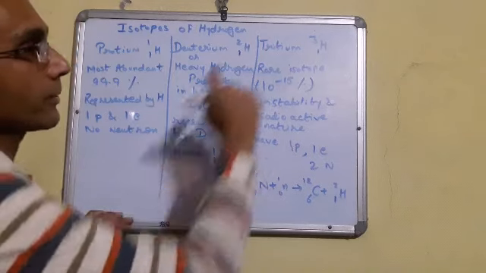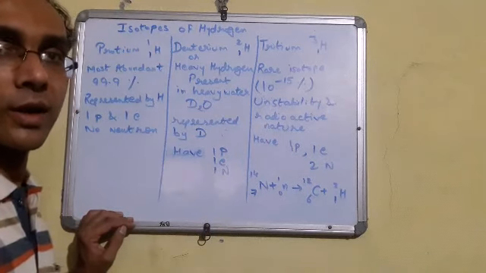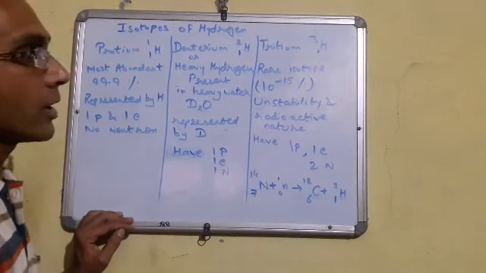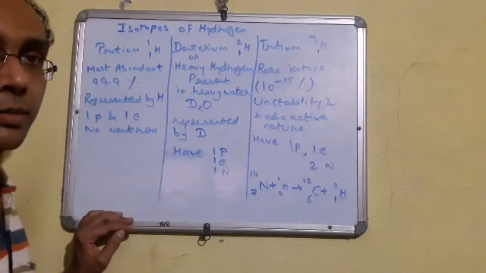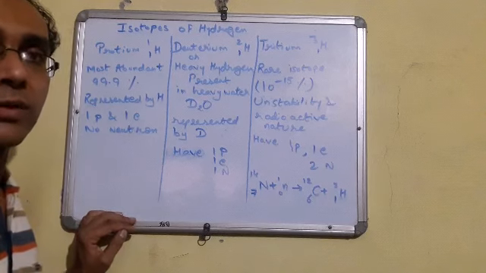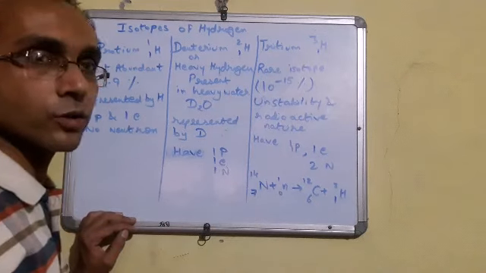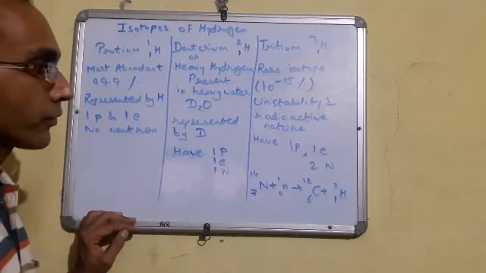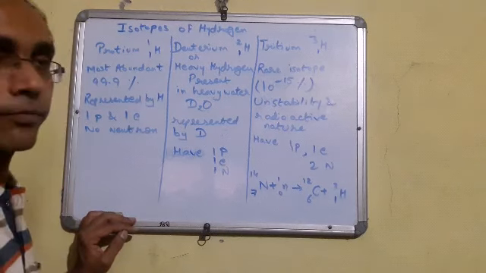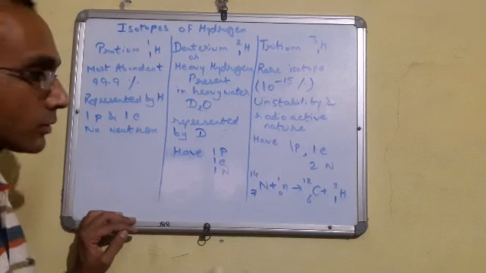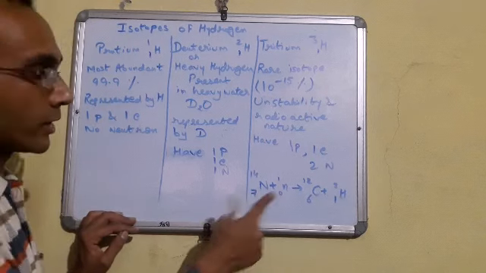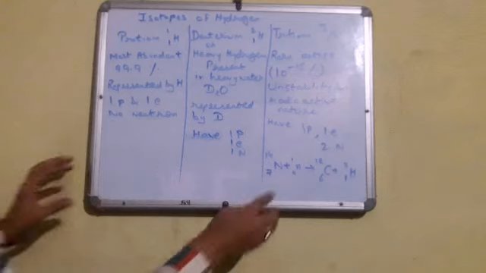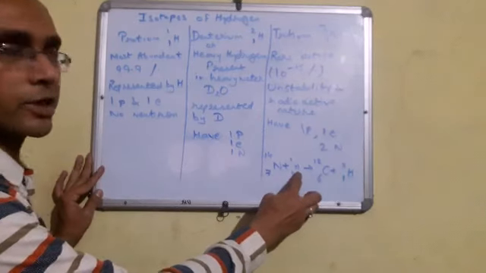Next is tritium. It is a rare isotope, present in very small amounts, about 10 to the power minus 15 percent on earth. Because of its instability and radioactive nature, we say it is a very rare isotope. It contains one proton, one electron and two neutrons. We can prepare tritium by bombardment of neutrons on a nitrogen atom. Neutron is represented by a small n.